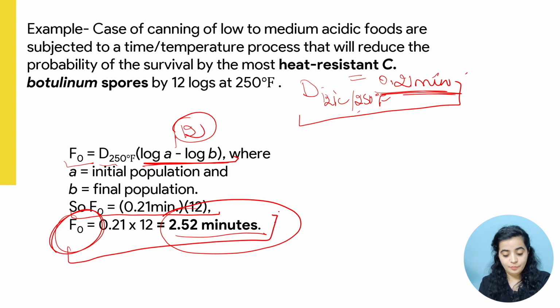So at this temperature, the food will be commercially sterile, or rendered safe for human consumption, because the heat resistant Clostridium botulinum spores have been reduced by 12 log cycles.